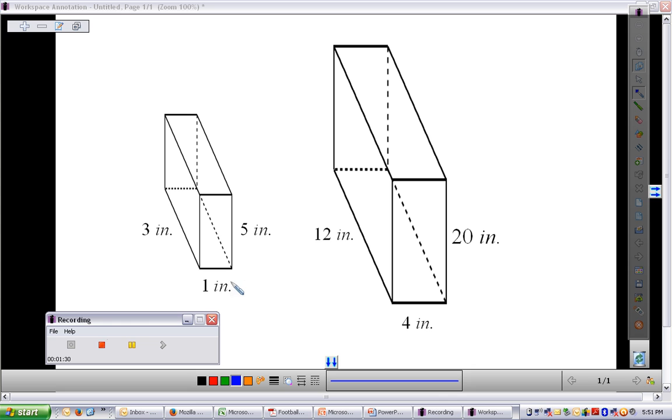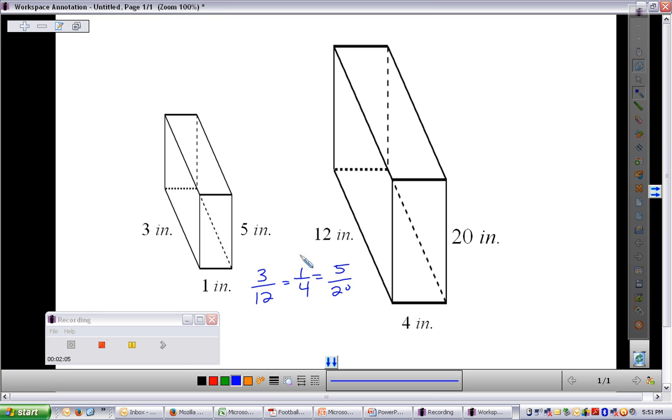Just like we did with the similar figures, and it's like we read left to right, that's how I'm going to set this up. So I'm going to go 3, put that over 12, put the 1 over the 4 down here, and then put the 5 over the 20. I'd say the 5 is the height of the prism on the left, the 20 is the height of the prism on the right. Looking at them right away, they're obviously not similar, but just like anytime we're dealing with things that are supposed to be in proportion to each other, we want to make sure they are in simplest terms or lowest terms, so I'm going to reduce these.